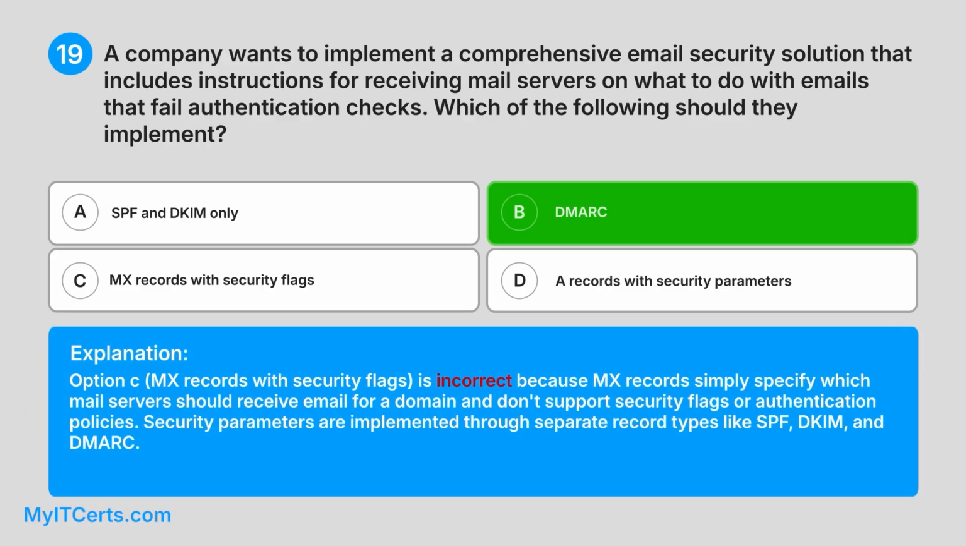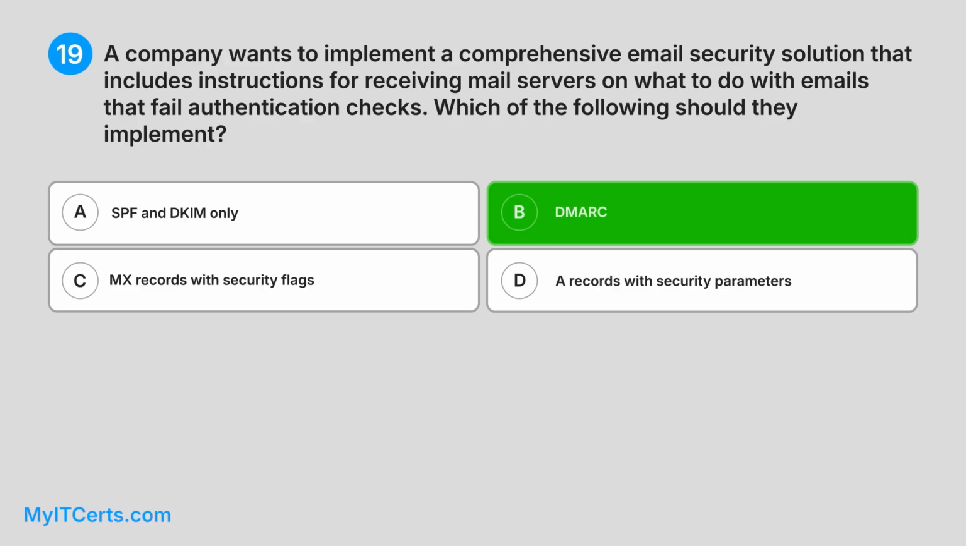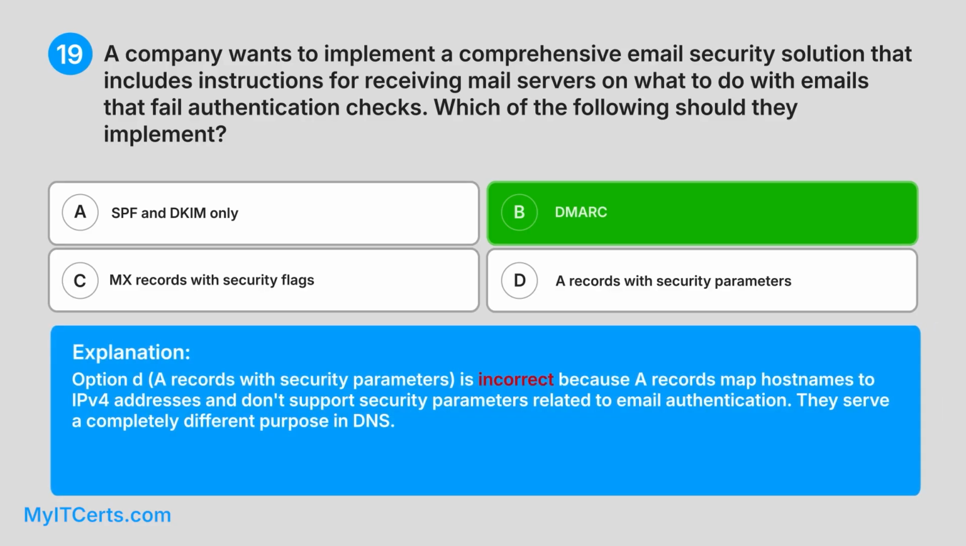Option C is incorrect because MX records simply specify which mail servers should receive email for a domain and don't support security flags or authentication policies. Security parameters are implemented through separate record types like SPF, DKIM, and DMARC. Option D is incorrect because A records map host names to IPv4 addresses and don't support security parameters related to email authentication. They serve a completely different purpose in DNS.